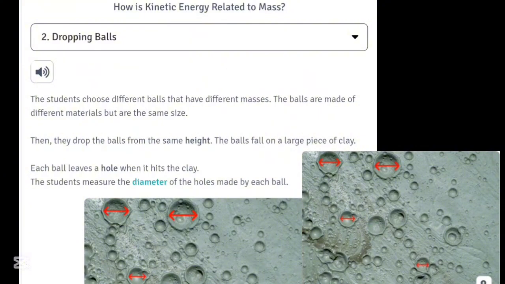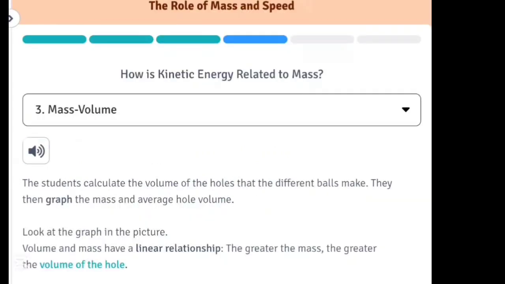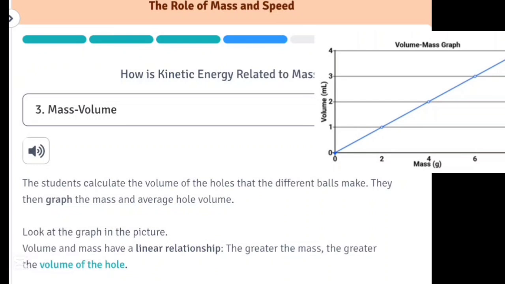Each ball leaves a hole when it hits the clay. The students measure the diameter of the holes made by each ball. The students calculate the volume of the holes that the different balls make. They then graph the mass and average hole volume.